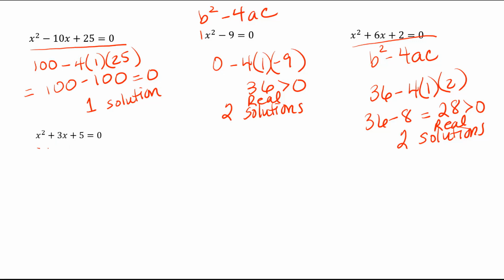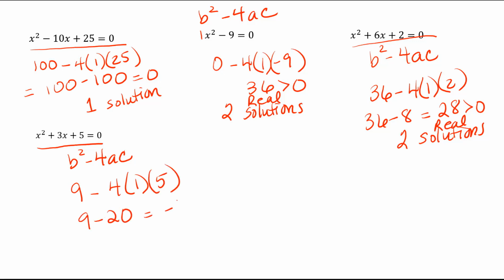Okay, over here we've got x squared plus 3x plus 5. Let's see what its discriminant is. B squared is 9. 4 times a is 1. C is 5. So 9 minus 20 is negative 11. So that's less than 0. So you're going to have 2 complex solutions, because the discriminant is less than 0, which means there's going to be a negative number under the radical, and therefore you're going to have an i. So two complex solutions if the discriminant is less than 0.